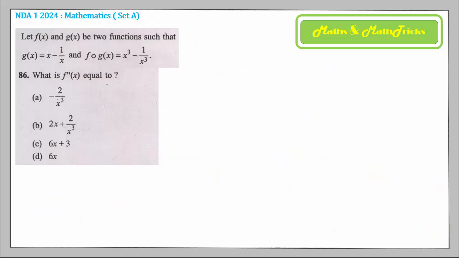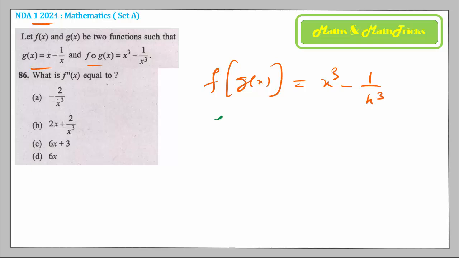Alright, coming on to the next question now from NDA 1 2024 exam. You know that g of x is given, f of g of x is given. What is it? x cube minus 1/x cube. You know when this can be the result, provided you know that g of x is x minus 1/x. When this can be the result, can you streamline this?